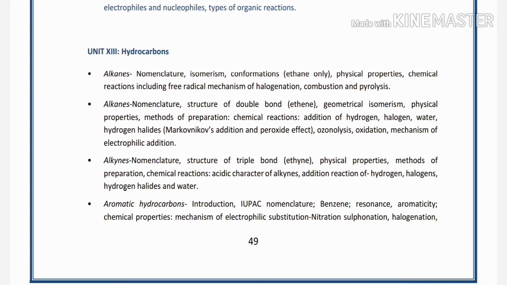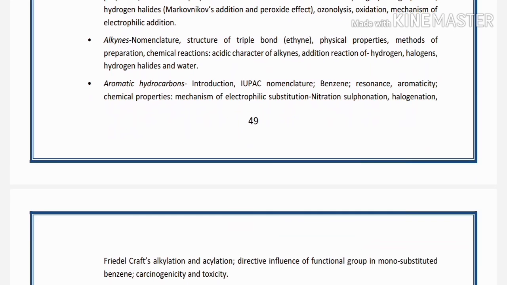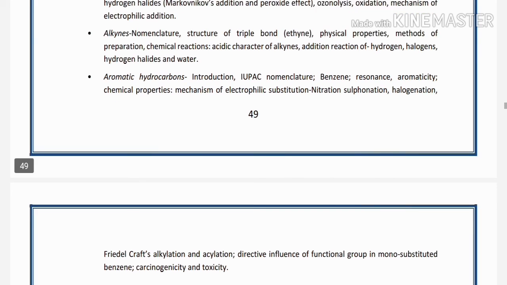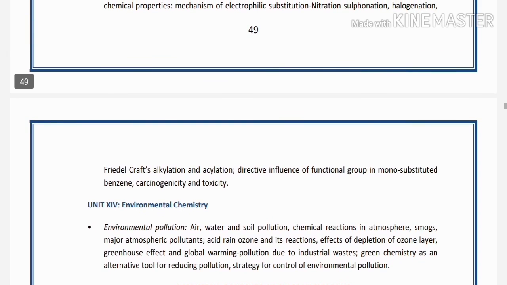Alkynes: nomenclature, structure of triple bond, ethyne, physical properties, methods of preparation, chemical reactions, acidic character of alkynes, addition reaction of hydrogen, halogens, hydrogen halides and water. Aromatic hydrocarbons: introduction, IUPAC nomenclature, benzene, resonance, aromaticity. Chemical properties, mechanism of electrophilic substitution, nitration, sulfonation, halogenation, Friedel-Crafts alkylation and acylation, directive influence of functional group in monosubstituted benzene, carcinogenicity and toxicity.